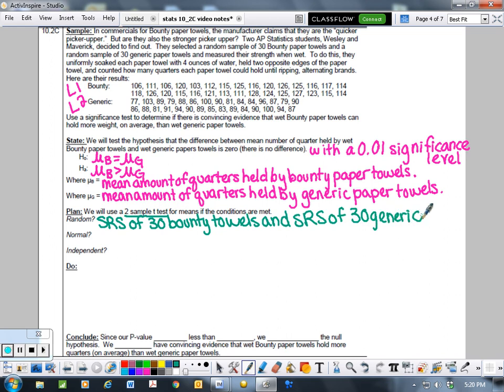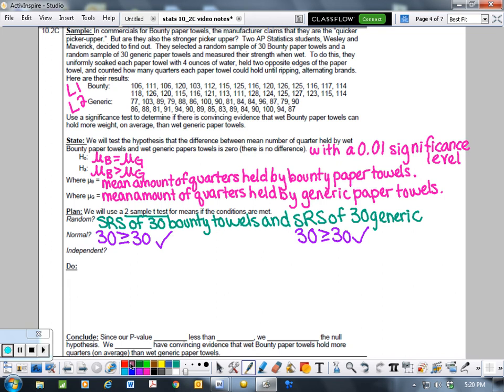Why do I state that there were 30? Because I need that now for my normal. My normal condition is my sample size greater than or equal to 30? Well, yes, it is. But that only checks my Bounty. I also have to check my generic. So 30 is greater than or equal to 30. So we've met our normal condition for both samples. You have to check for both samples.